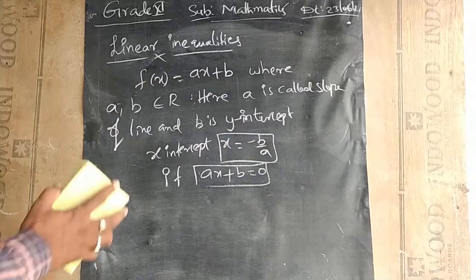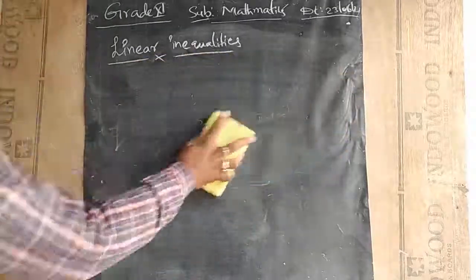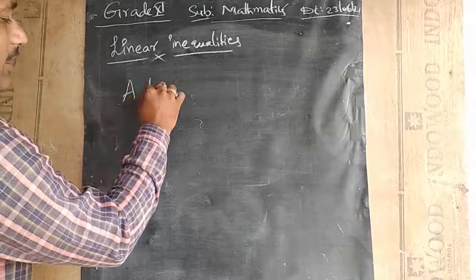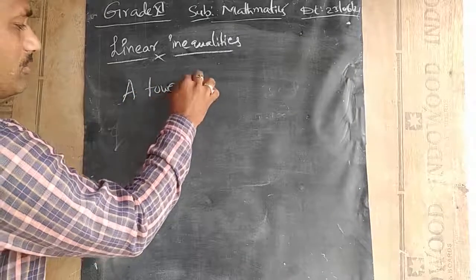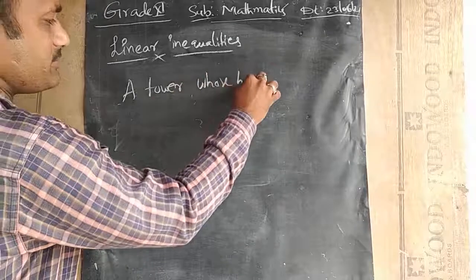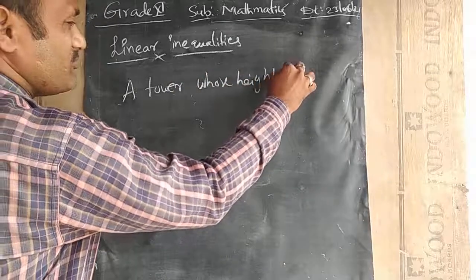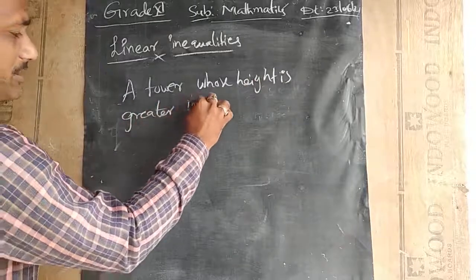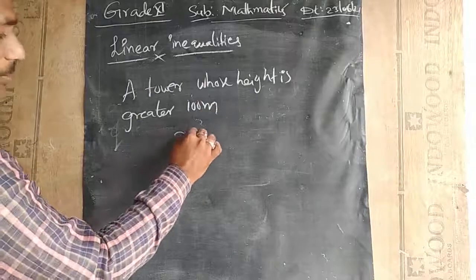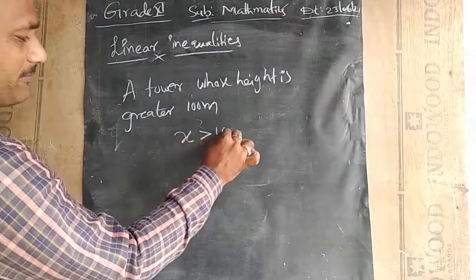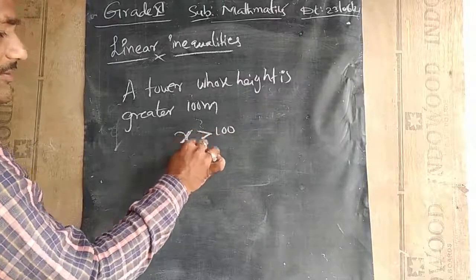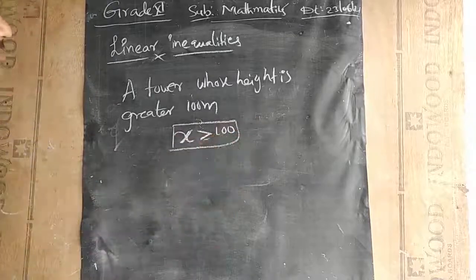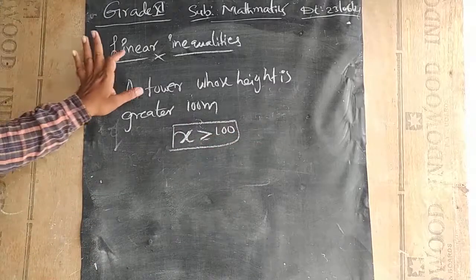But if the situation is in this format, say a tower whose height is greater than 100 meters, then we need to represent x greater than 100. So we are using an inequality symbol here, and in this case we have to go with linear inequalities.